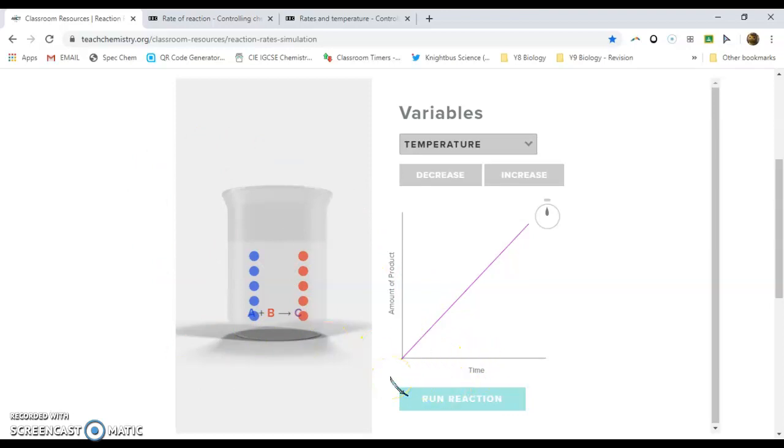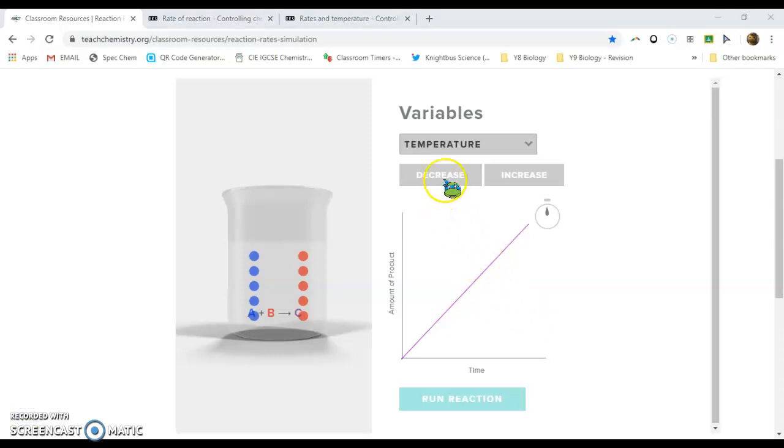So the question I'm asking you is this. I'm going to ask you to pause very shortly. Do you think that you're going to have, if you decrease the temperature, a lower rate of reaction, which will then produce a gentle curve? Or do you think if you decrease the temperature that you're going to have a higher rate of reaction and this line is going to be steeper? Do you think it's going to be a steeper line if we click decrease? Think about it, pause the video, and then play when you're ready to carry on.